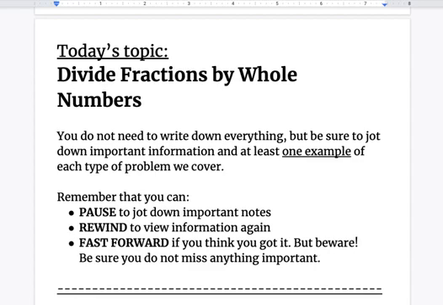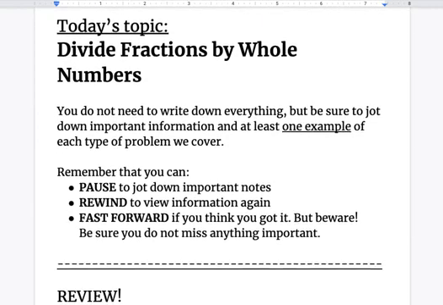As a reminder, you do not need to write down everything we cover in this video, but be sure to jot down important information and at least one example of each type of problem that we cover. Remember also that you can use the pause button to jot down important notes, the rewind button to view information again, and the fast forward button if you think you got it. But just be careful and make sure you don't fast forward too much that you miss out on something important.